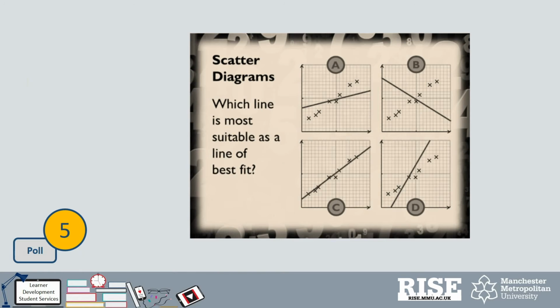Which line here would you say is most suitable as a line of best fit? I'd say C here is the best measure of a line of best fit that's drawn. You can see there's roughly an average distribution of points on either side. We might have a slight outlier, but it's definitely showing us the general trend. A and D are just slightly wonky, and B goes in completely the opposite direction.